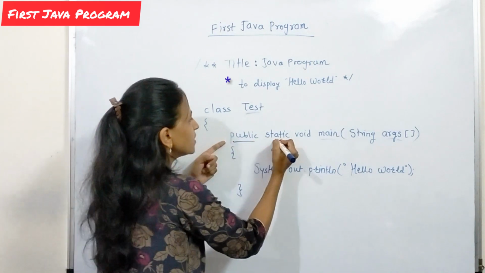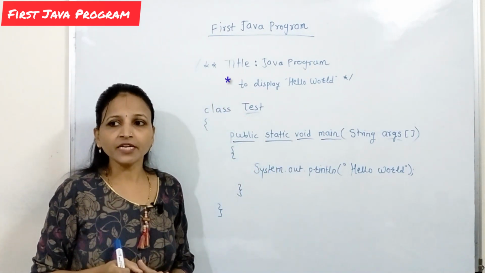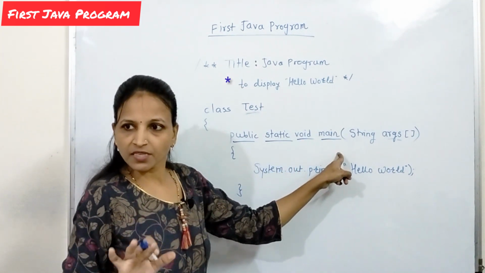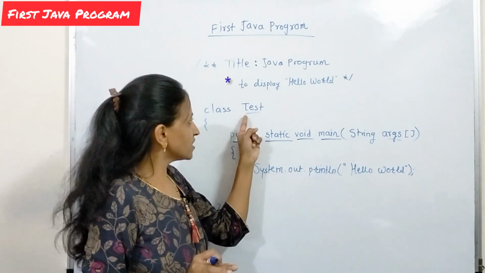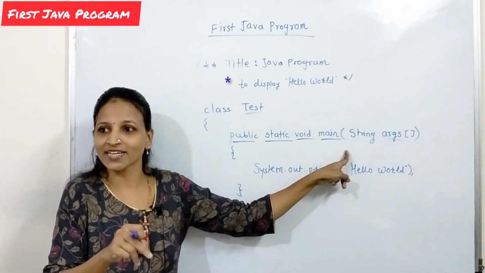This is public static void main. What is the meaning of this statement? Public means this method, whatever method we have written here, the main is a method. Main is a method, it is a function, okay, but it is a function of a class, a member function, that's why we have to call it a method.